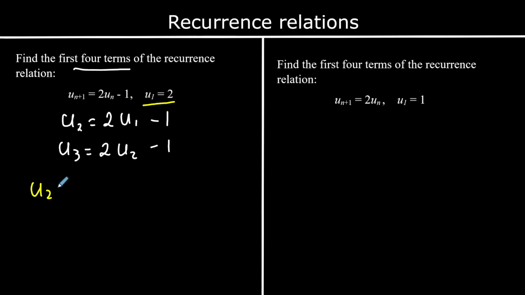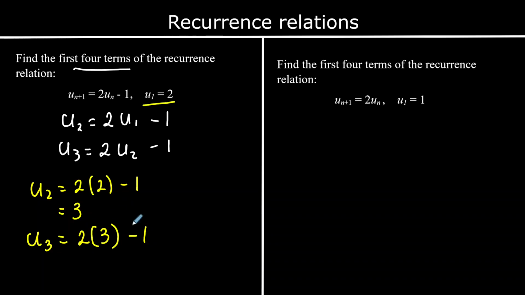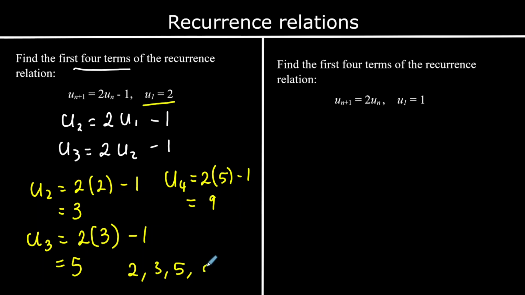So the second term is 2 twos, take away 1. 4 take away 1 is 3. To find the third term, the second term's 3, so it's going to be 2 times the second term, 2 threes, take away 1. 6 take away 1 is 5. And to find the fourth term, it's 2 times 5 take away 1, which is 9. So the first 4 terms are 2, 3, 5, and 9.